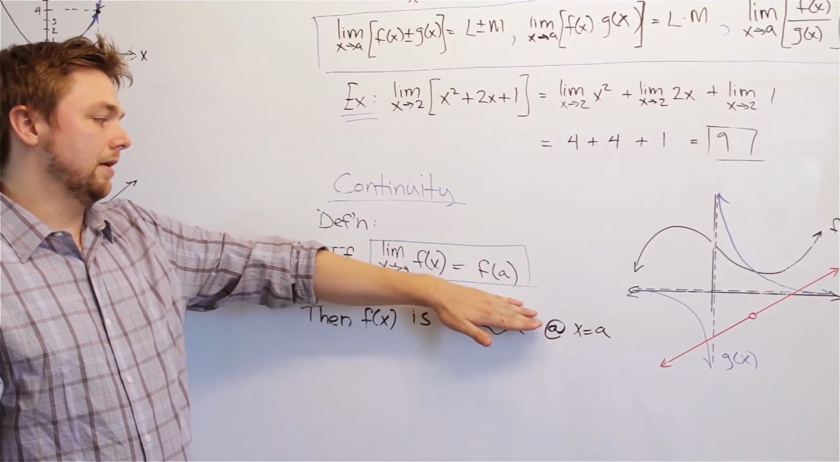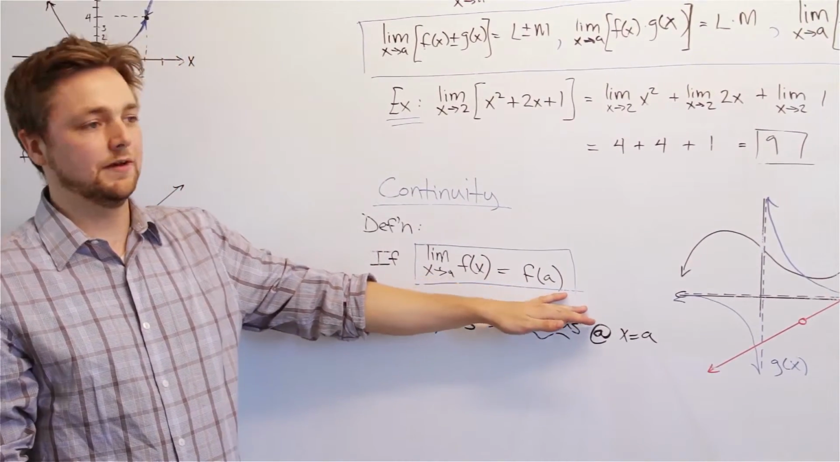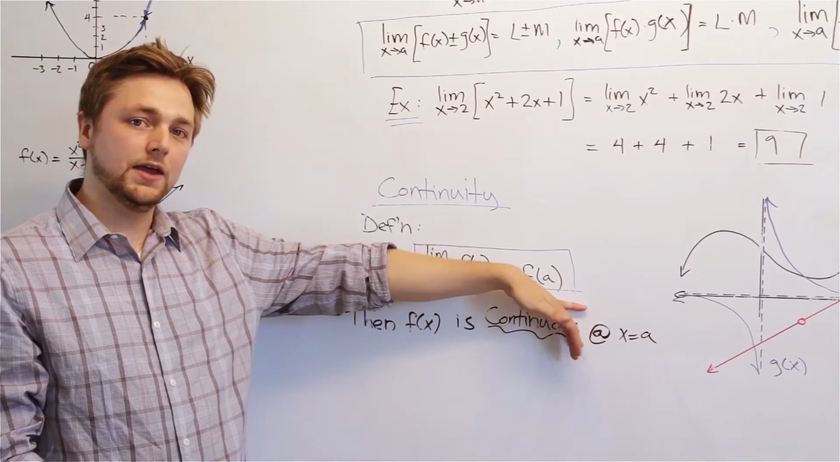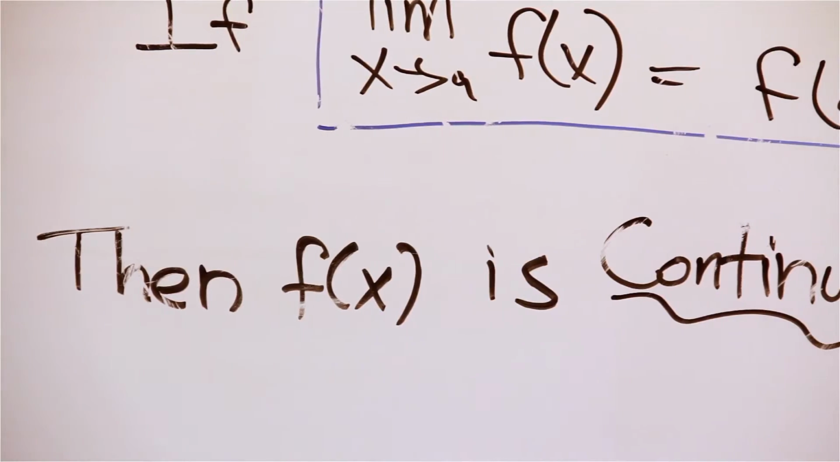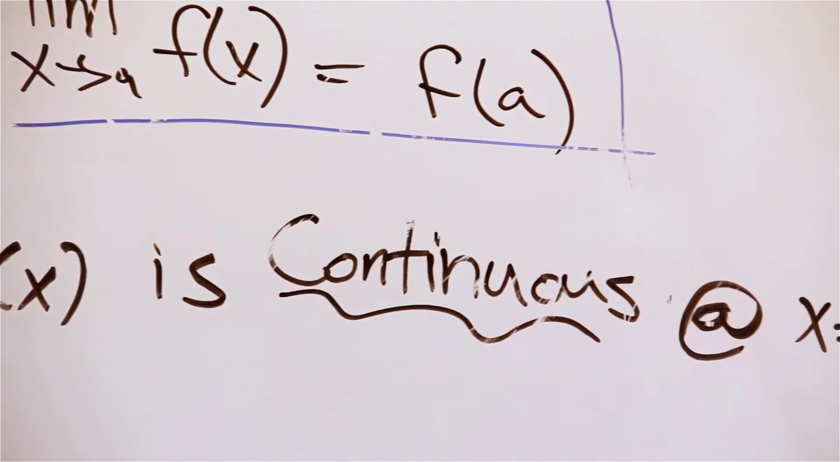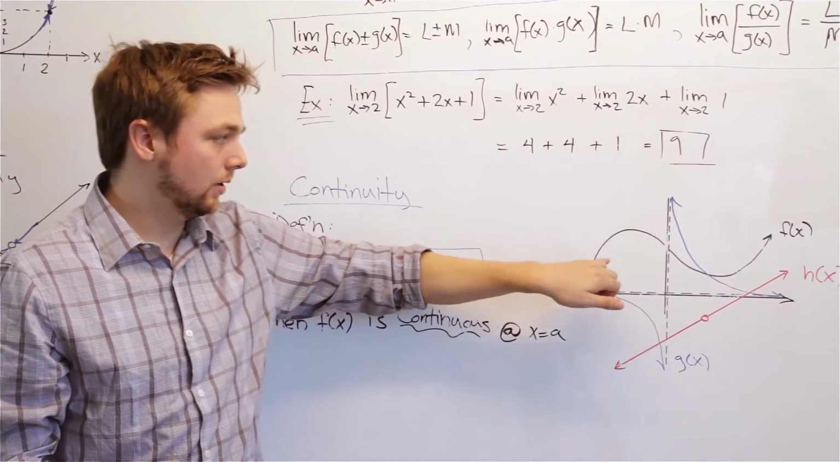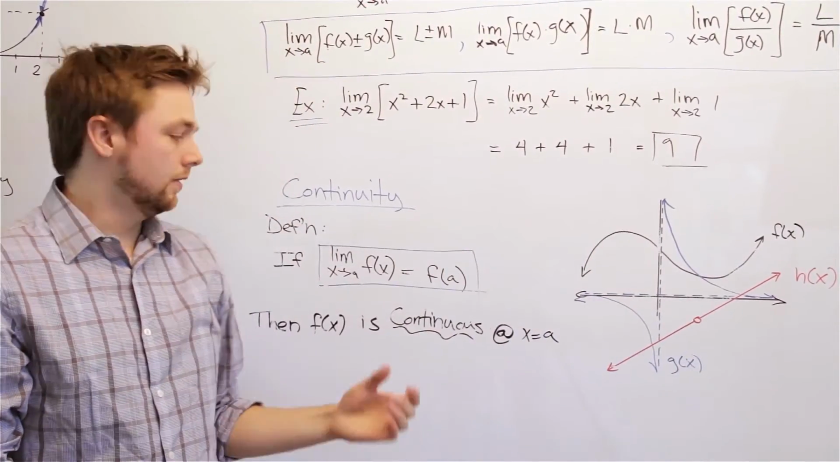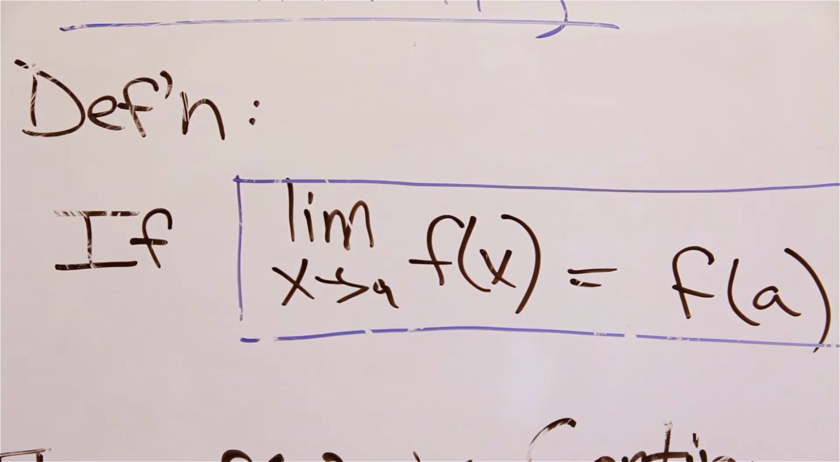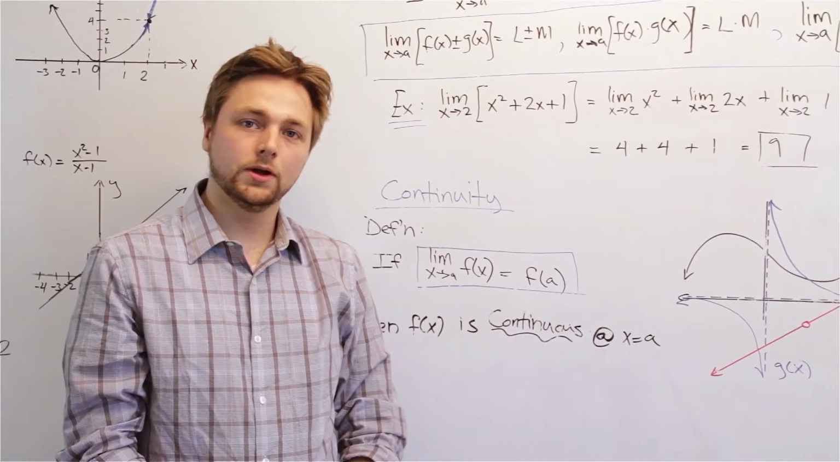If this condition, however, holds, so the limit as x goes to a of f of x is equal to f of a, we'll say that the function is continuous. And if this is true for all values of a, so in the example of our black curve, it doesn't matter what point I pick on this curve, this equality will always be true, we'll describe f of x as being continuous. We'll see some more examples of this in our homework.